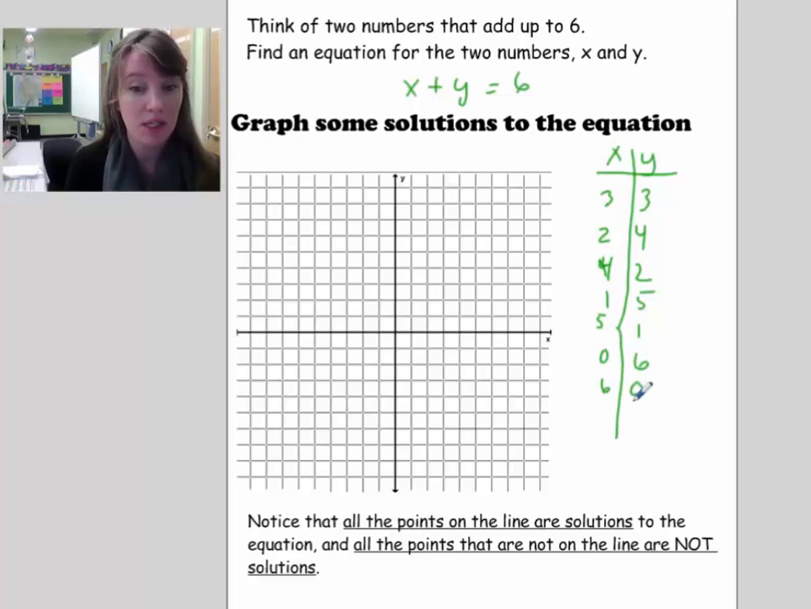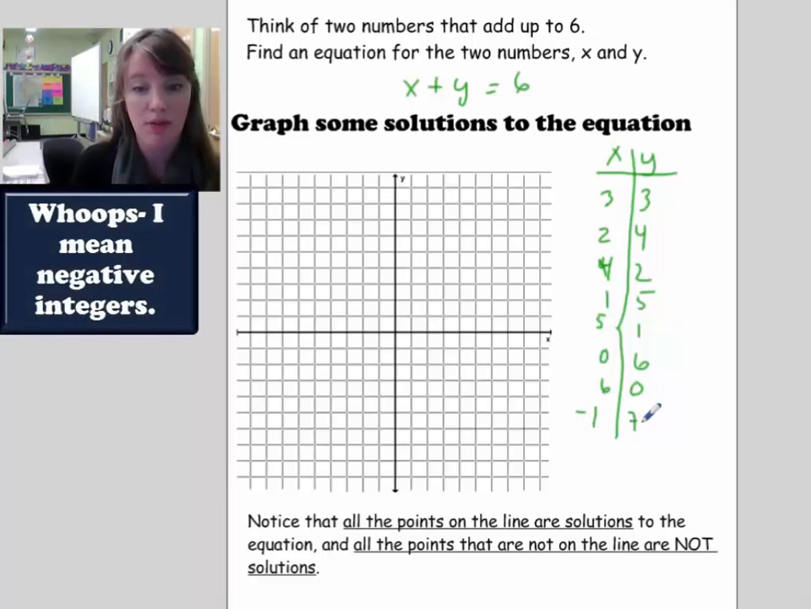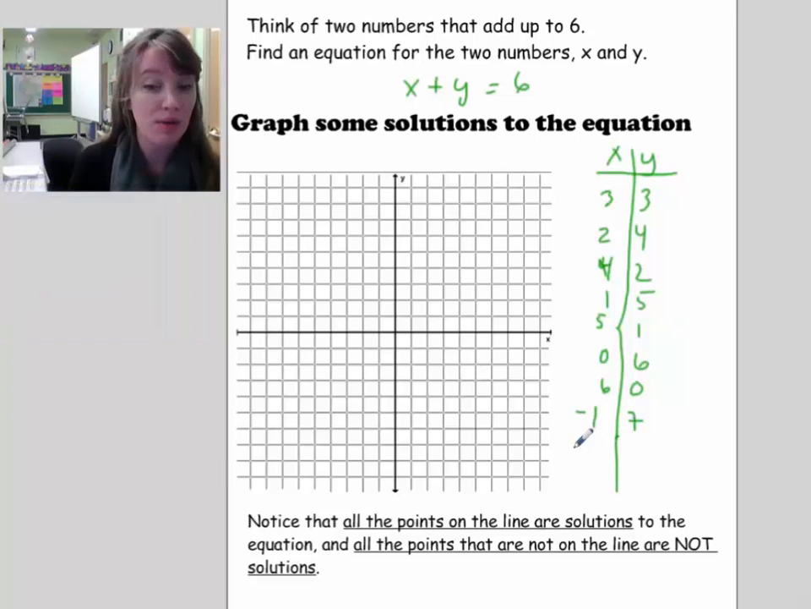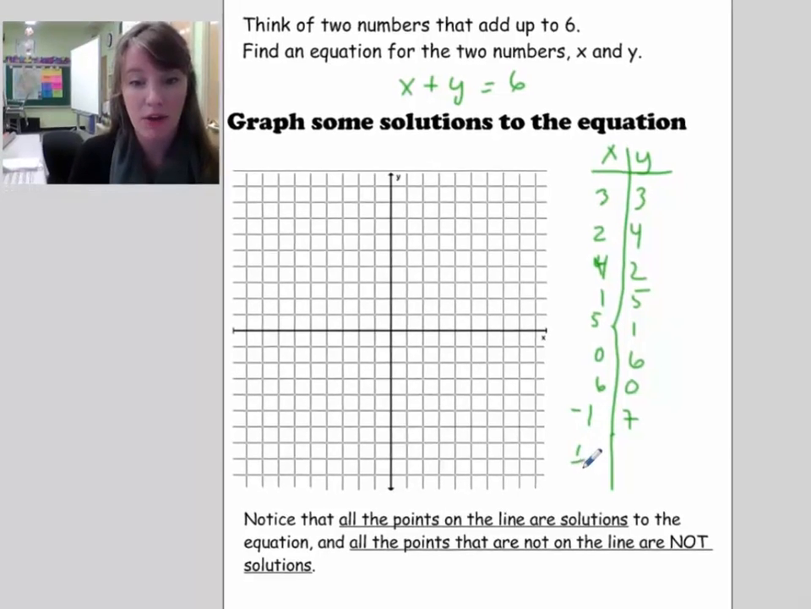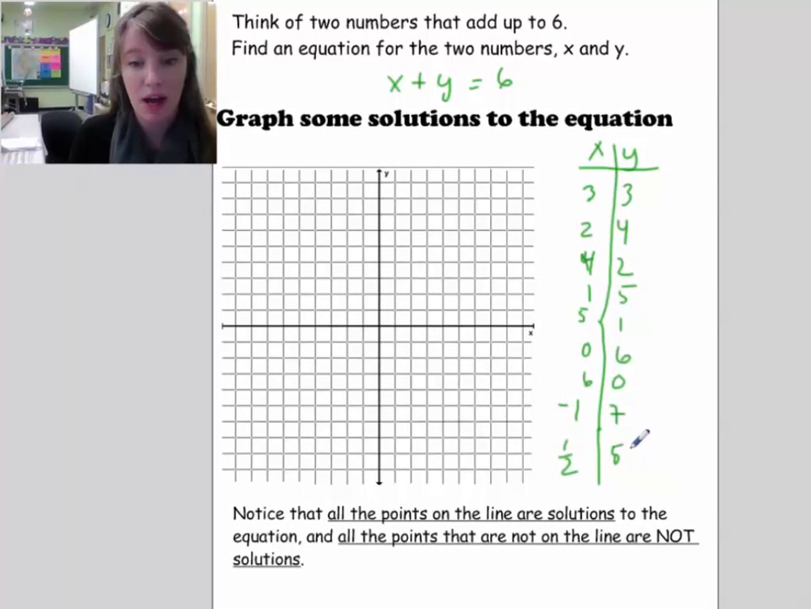I don't even have to stick to the positive whole numbers. I can go to the integers, -1, and this would have to be 7. I don't even have to stick to the integers. I can actually just go into the rational numbers, or I can go into fractions because some rational numbers are also integers. So I could say 1/2 here, and this would be 5½ here. Okay, so there's lots of different numbers. There's actually an infinite amount of numbers that would work in this case right here.